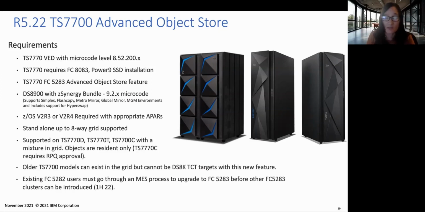You can have older 7700 models in the grid. So if you do have some older models and different code levels, they can be in the grid, but they just can't be DS8000 TCT targets.